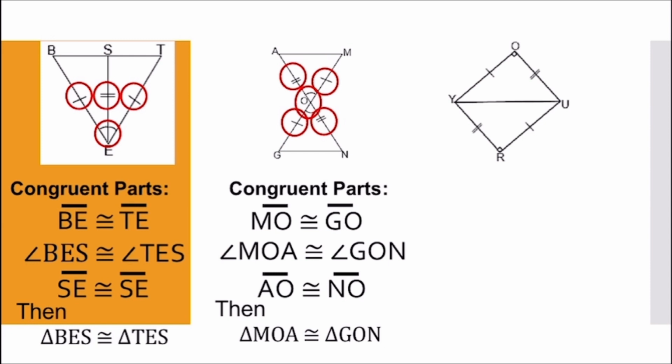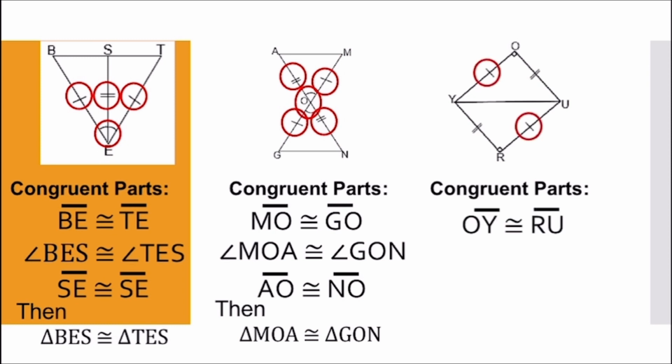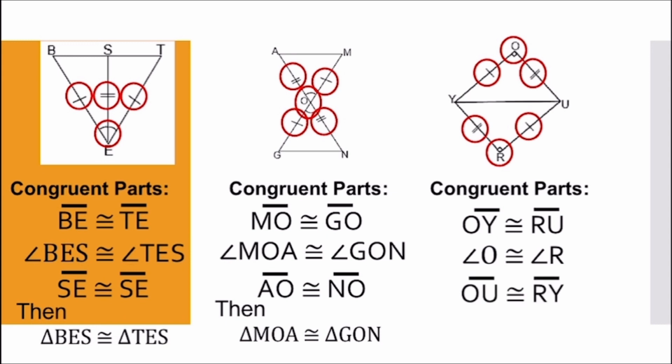And for our third figure, the congruent parts are: our first pair of congruent side is line segment OY is congruent to line segment RU. For our pair of included angle, we can name angle by its vertex. We have angle O is congruent to angle R. And for our second pair of congruent side, we have line segment OU is congruent to line segment RY.